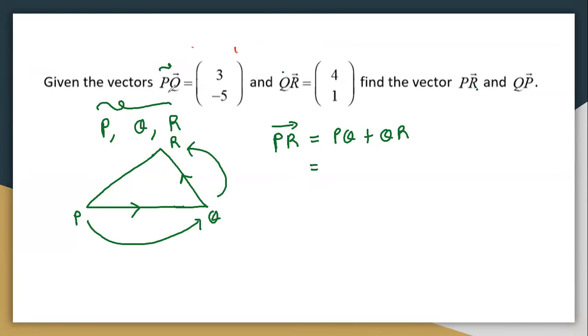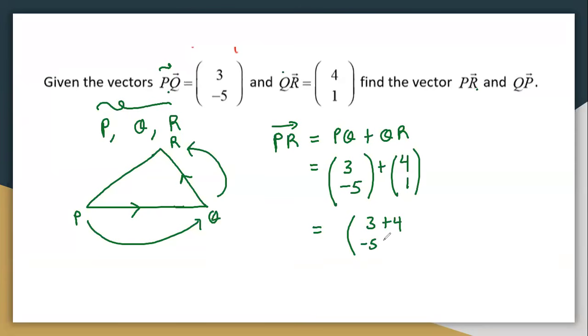They have given us a vector P to Q, so I will come here and say this is 3, -5, plus my Q to R, which is 4, 1. In vectors, when we are adding, we add the X and the X, Y and Y. So we shall have 3 plus 4, and then -5 plus 1. At the end of the day, we shall end up with 7 and -4. So that is our vector P to R. That's how we get it.